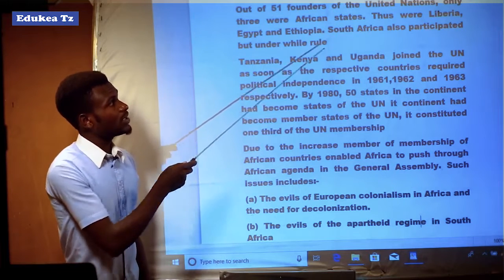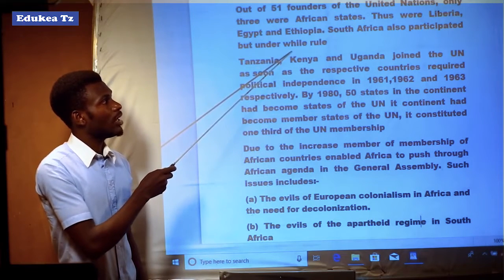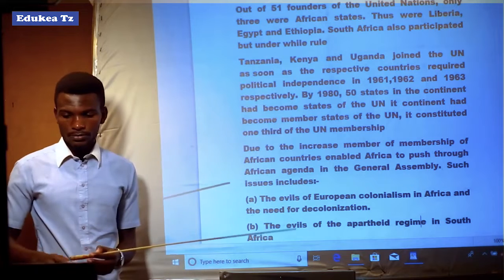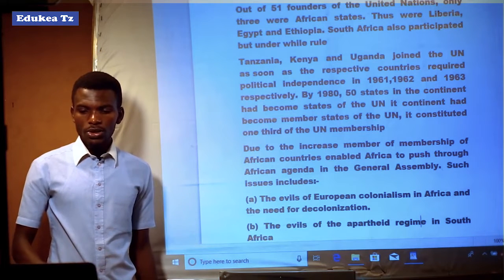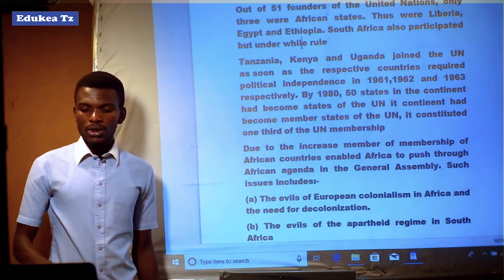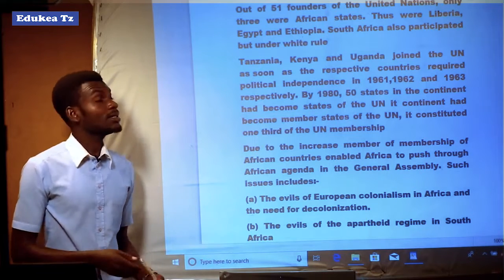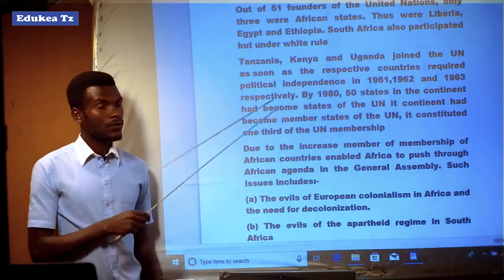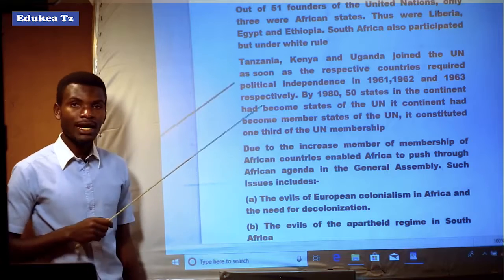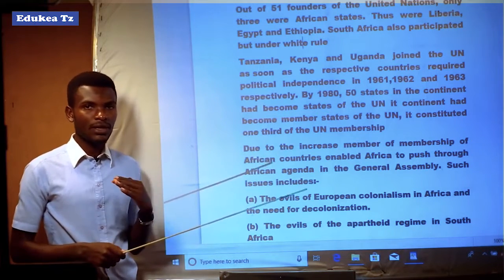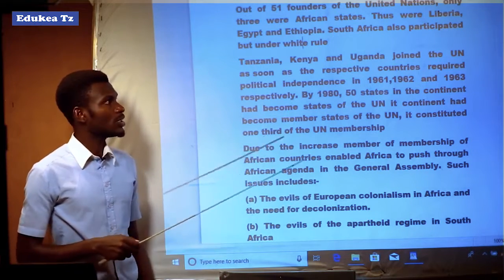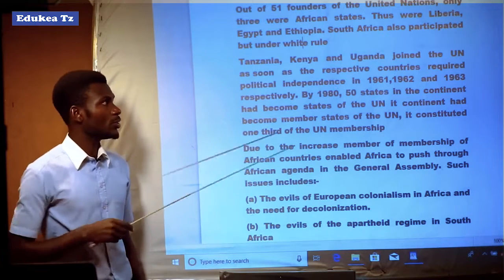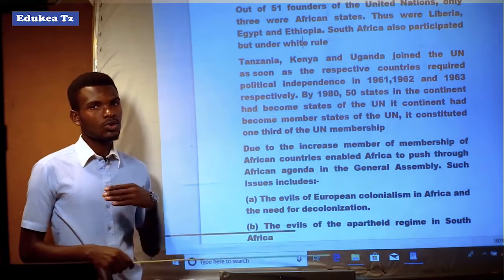South Africa also participated, but under white rule. It means South Africa participated during the formation of the United Nations, but under white rule. So South Africa had not yet got political independence, so it was not qualified to be a member of the UN.